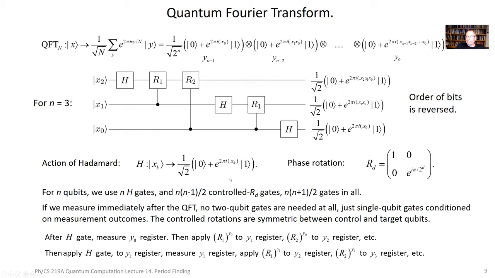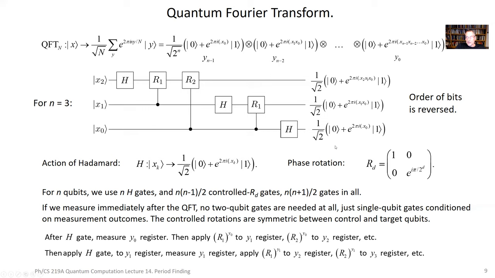Okay, same thing's going on here in the second register. First, I do the Hadamard. That's going to give me 0 plus e to the 2 pi i dot x1 1. Very good. But I have to take care of that additional phase. So I get the x0, the next most significant bit in the phase. And that's what the conditional R1 is going to do. Because if x0 is equal to 1, then it's going to give me an extra phase e to the 2 pi i over 4, or x0 over 4. And that makes this phase right.